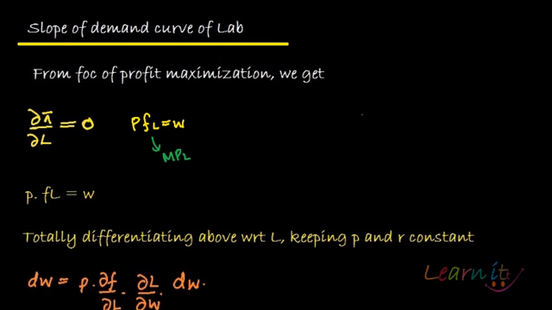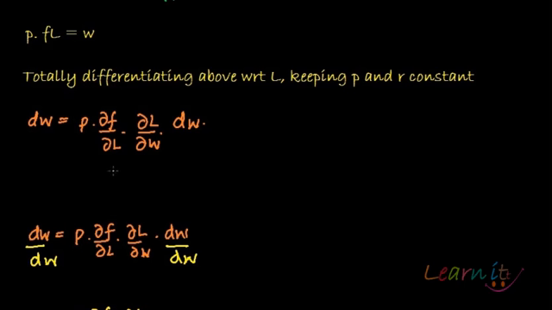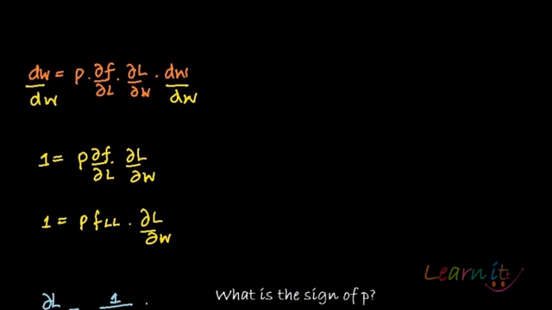Totally differentiating this expression, what you get is dW equals P ∂F_L/∂L into ∂L/∂W into dW. If you divide both sides by dW, it gives us dW/dW equals P ∂F_L/∂L into ∂L/∂W into dW/dW. What you get is 1 equals P ∂F_L/∂L into ∂L/∂W.